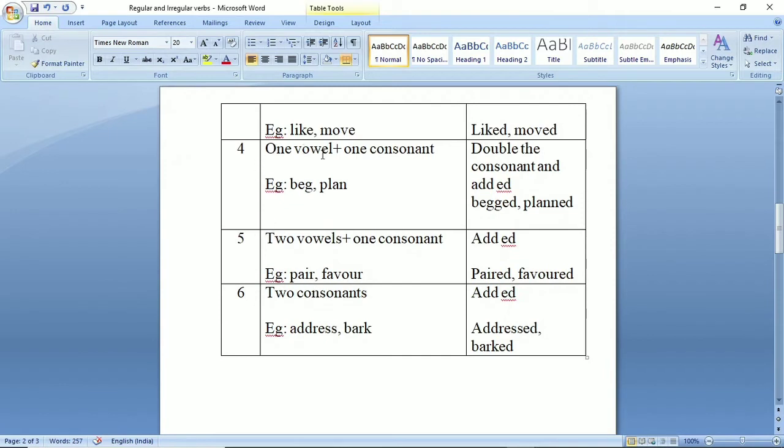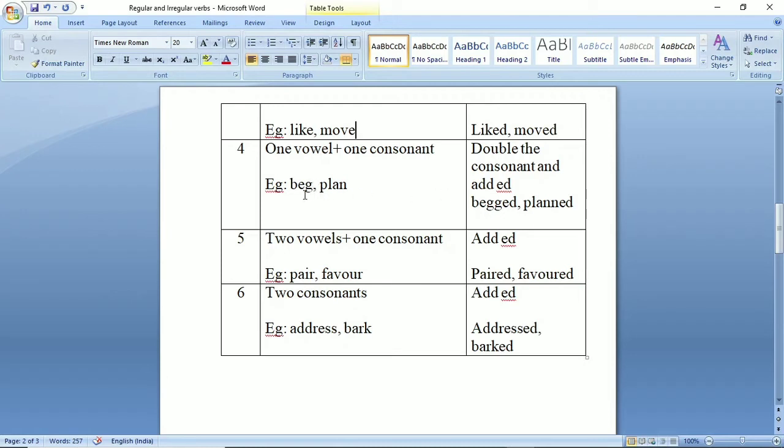One vowel plus one consonant means the last alphabet should be a consonant and the second last should be a vowel. See the example, bag, B-A-G. G is a consonant and A is a vowel. In this case, we double the last consonant and add ed.